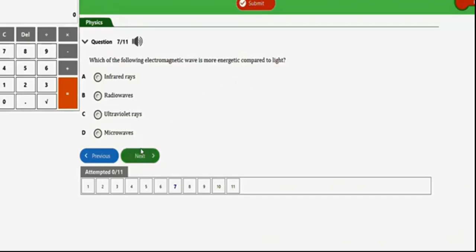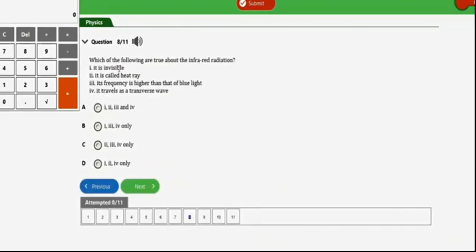Okay, the next question will be this one. It says which of the following are true about infrared ray radiation? It is invisible, that's correct. It is called heat ray, that's correct. Its frequency is higher than that of blue light, that's wrong. It travels as a transverse wave, that's correct. So the right option will be the one that has I and IV, which is option D. Alright, so that's it for this question.